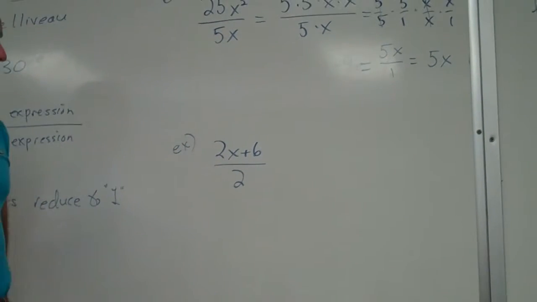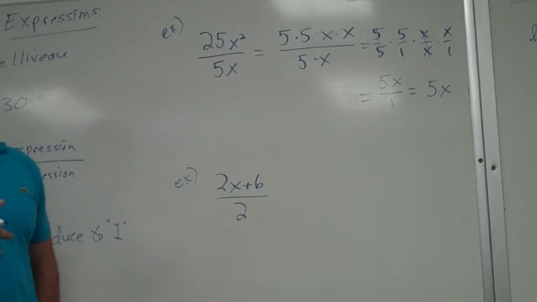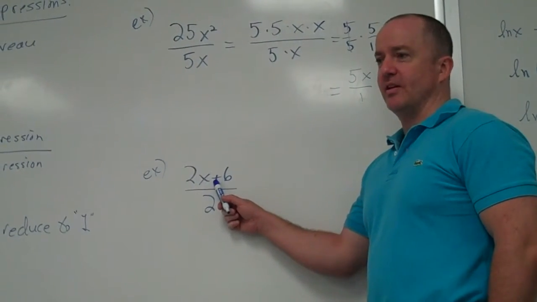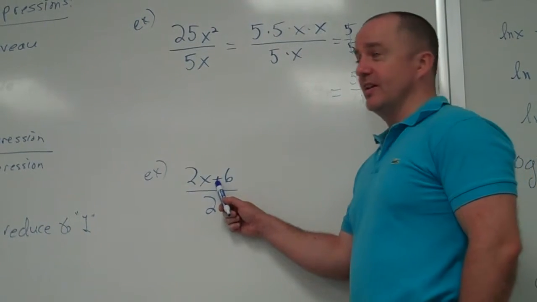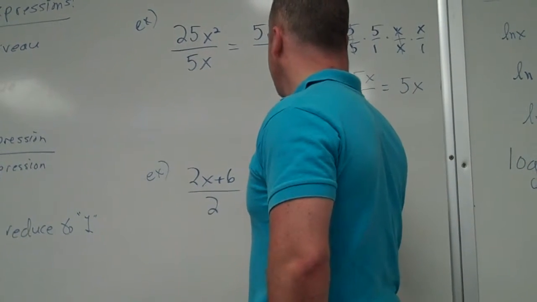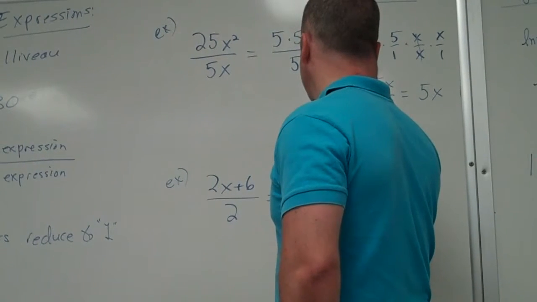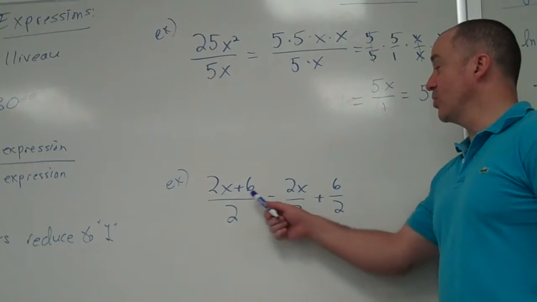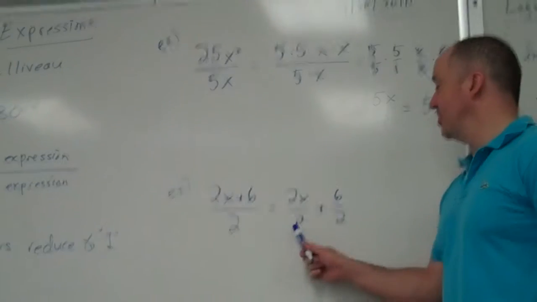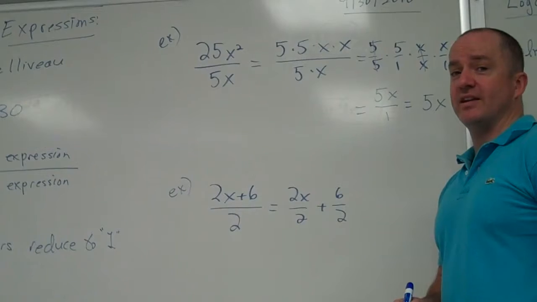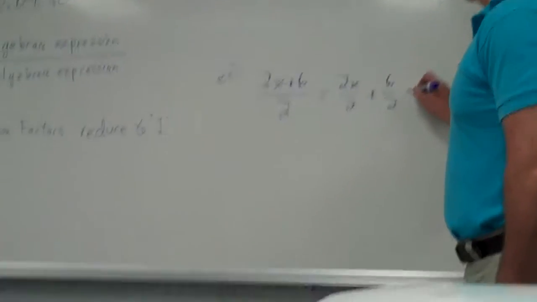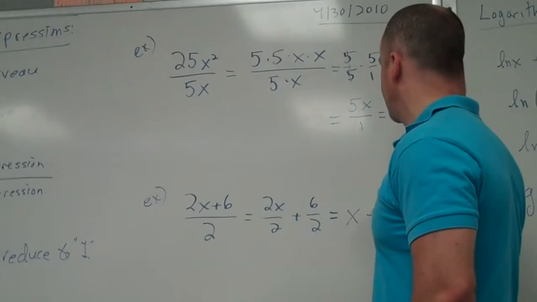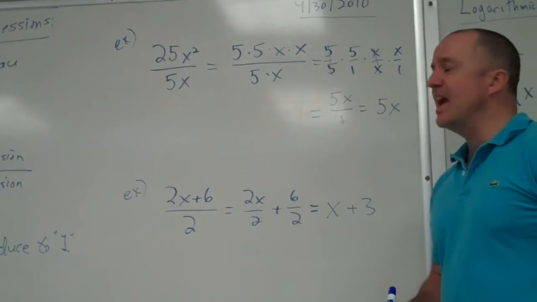I can do this a couple of different ways from here. First rule. If you have addition or subtraction in the numerator, you can change this into multiple fractions over the same denominator. 2x over 2, you guys just told me was x. 6 over 2, you guys just said was 3.